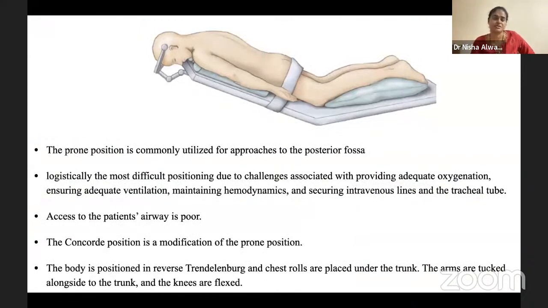This is the prone position. The classical prone position is used only in spine surgeries, whereas in posterior fossa surgeries, the prone position is slightly modified. It's called the Concorde position. It's a modification for that purpose. And this is more sought after than the sitting position because of the lesser risk of VAE. It is not that there is absolutely no risk, but comparatively less risk.